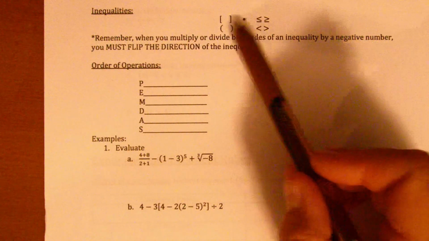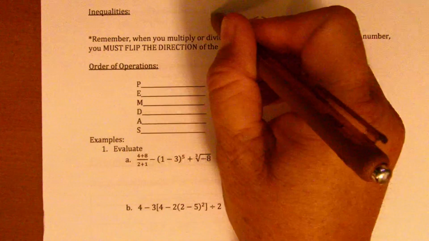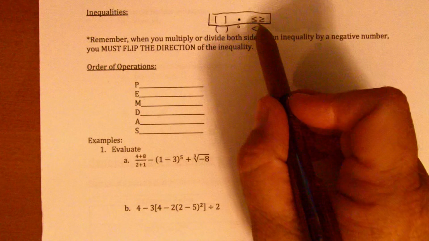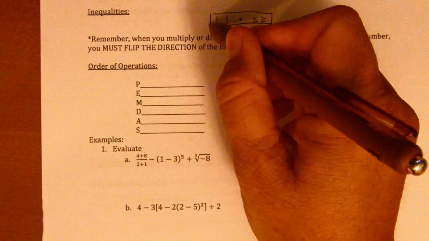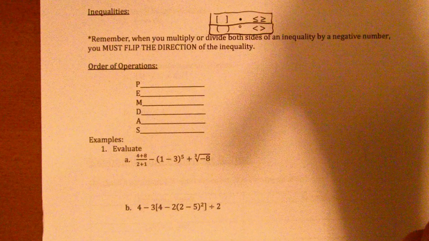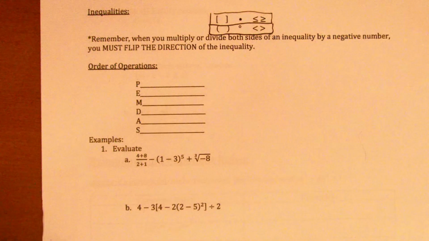We are going to be also using some brackets, parentheses, closed dots, and open dots. These three go together. If you're working with inequalities with the line underneath it, you're going to use closed dots and brackets. If you have an inequality that does not have the line underneath it, you'll use open dots and parentheses. And that'll make a little bit more sense in a little bit when we start working with inequalities.